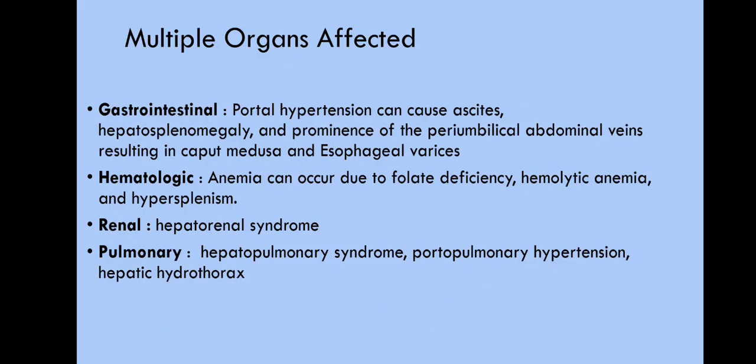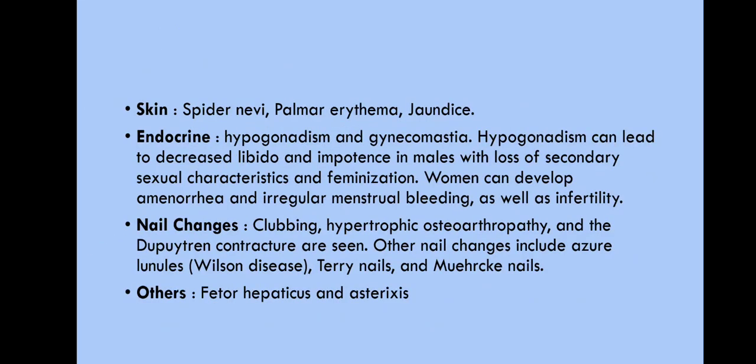So we need to know that multiple organs are affected in liver cirrhosis. So under gastrointestinal, portal hypertension can cause ascites, hepatosplenomegaly, and prominence of periumbilical abdominal veins that result in caput medusa and esophageal varices. Hematologic, anemia can occur due to folate deficiency, hemolytic anemia, and hypersplenism. Then renal, we've got hepatorenal syndrome, pulmonary, hepatopulmonary syndrome, portopulmonary hypertension, and hepatic hydrothorax. Then skin, they'll present with spider nevi, palmar erythema, jaundice. Then endocrine, hypogonadism, and gynecomastia.